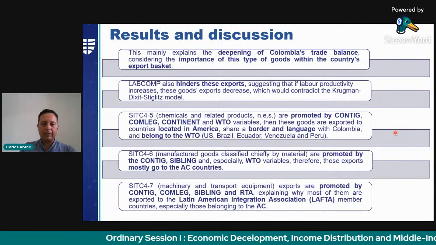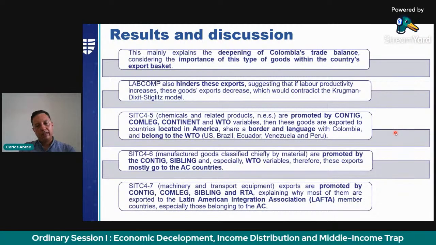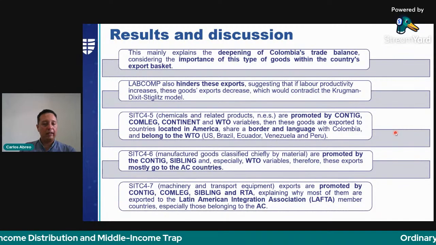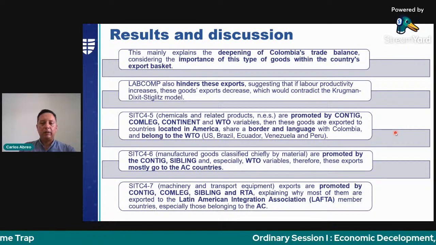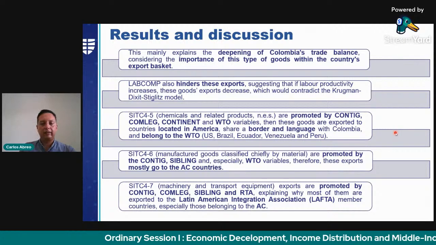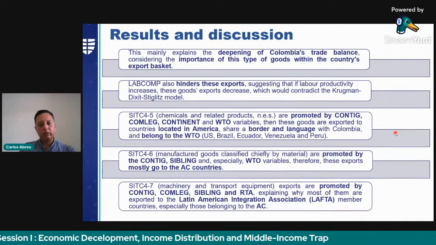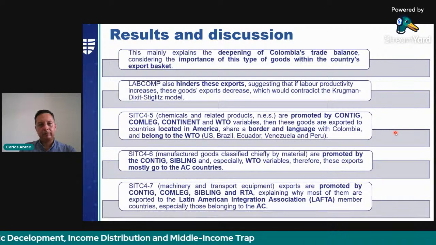The machinery and transport equipment exports are promoted by contiguity, common language, common legal origin, siblings, and regional trade agreements factors, explaining why most of them are exported to Latin American Integration Association member countries and especially to the Andean community countries.